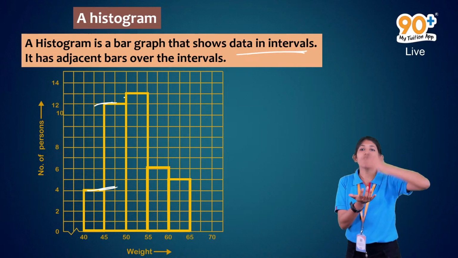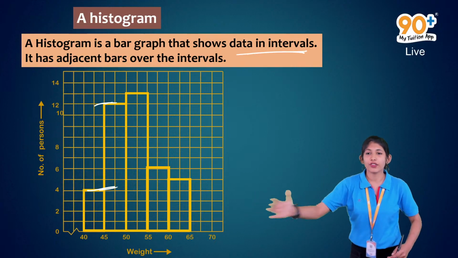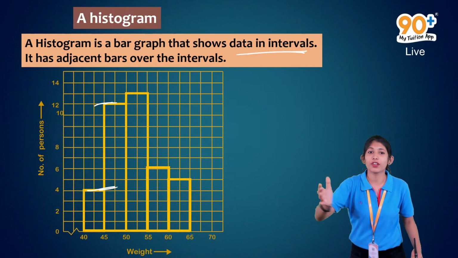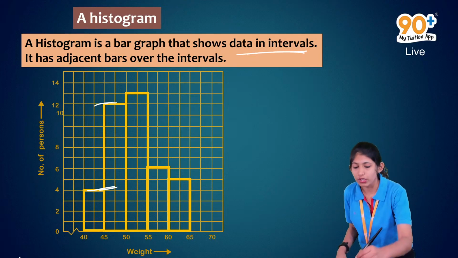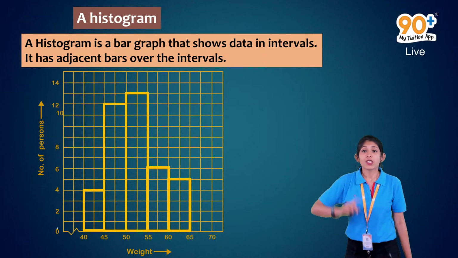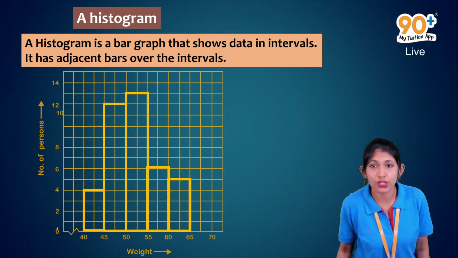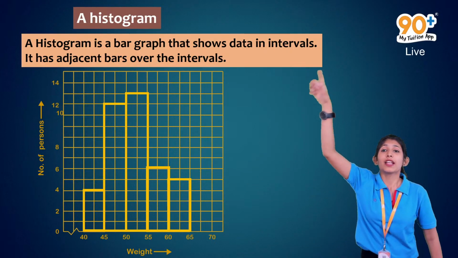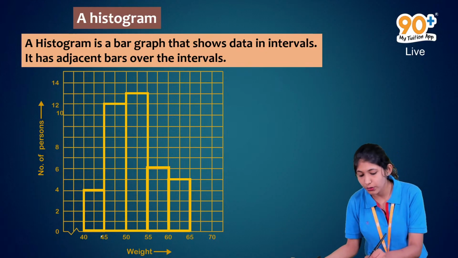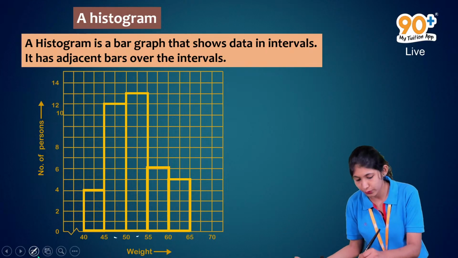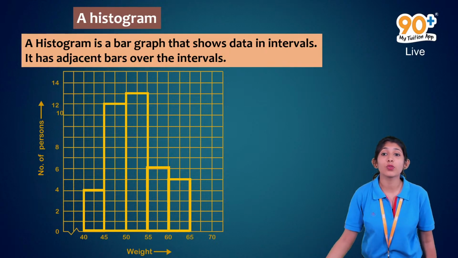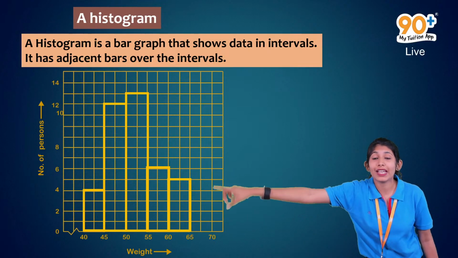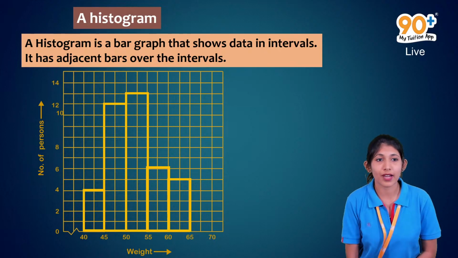So when it comes to a range, 40 to 45, 45 to 50, 50 to 55, 55 to 60, when it comes to a continuous interval, we use a histogram. So what is the difference between a bar graph and a histogram? For a histogram, the data is shown in intervals, 40 to 45, 45 to 50, 50 to 55. It will be continuous intervals. That's where we use a histogram. There won't be any gap between the bars, right?